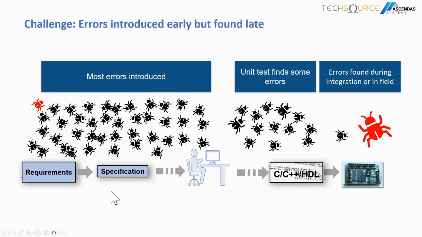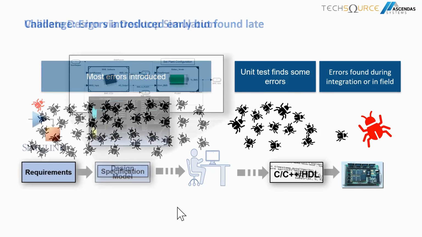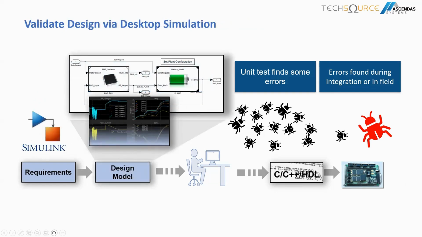So this is the challenge that we want to share with you, because errors are actually introduced earlier in the design phase, but the problem is they are found later in the development. Hopefully not in the production phase, but usually this is what happens when we are not fully doing some of the testing that is required for our evaluations. So how do we validate design via desktop simulation? That's what we do with Simulink and Simscape.